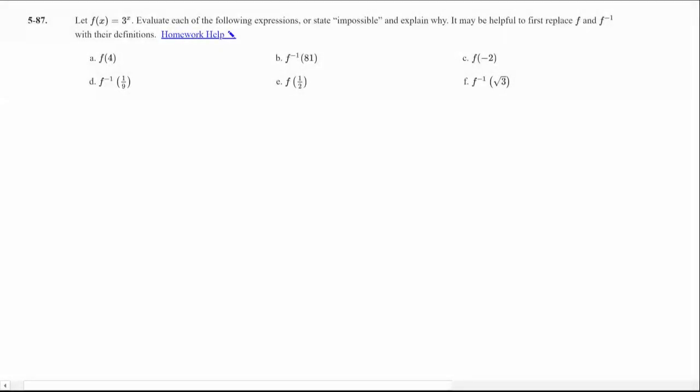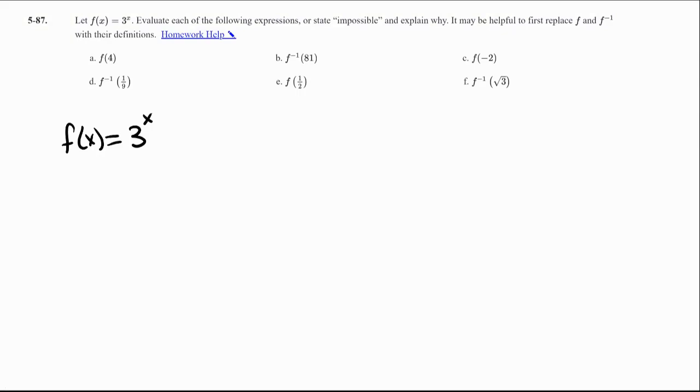You're given a function here, which I will write in black just to repeat it. f of x equals 3 to the power of x. And we're asked to evaluate each expression or state impossible. It may be helpful to replace f and f inverse with their definition. So really quickly, f of x is just 3 to the power of x.